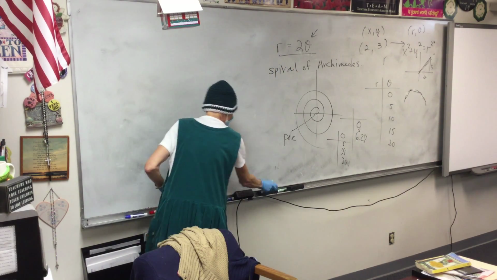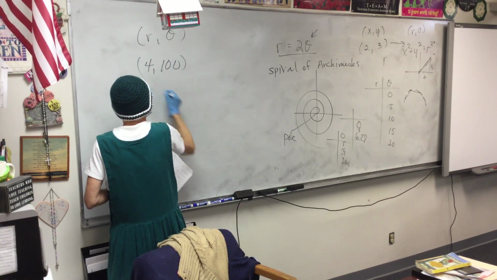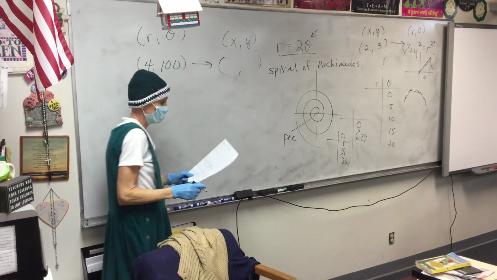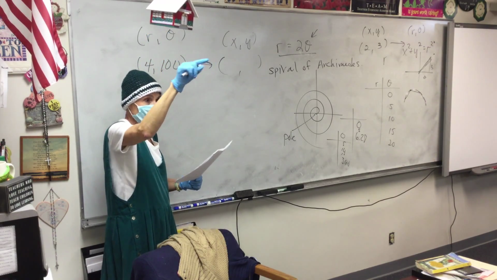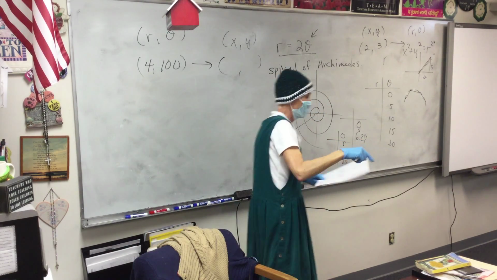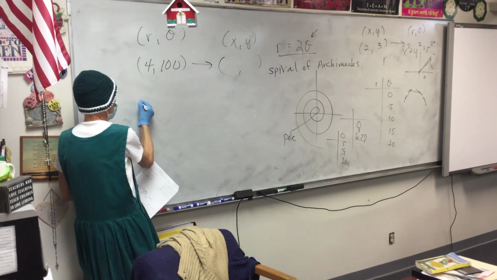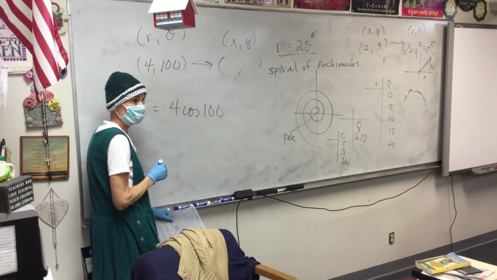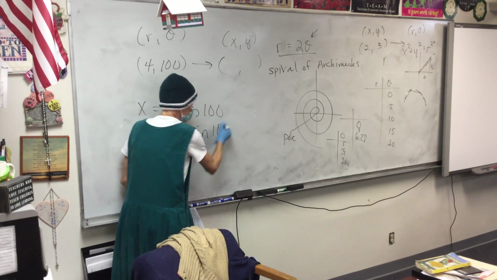Change 4, 100 into rectangular coordinates. This is a review question. You have r, theta, 4, 100. We're going to change that into x, y. Go back up to number 1 on the top quiz. What did you tell me r cosine theta equaled? So if you want to know what x is, x is going to equal r cosine theta, and y is going to equal r sine theta.